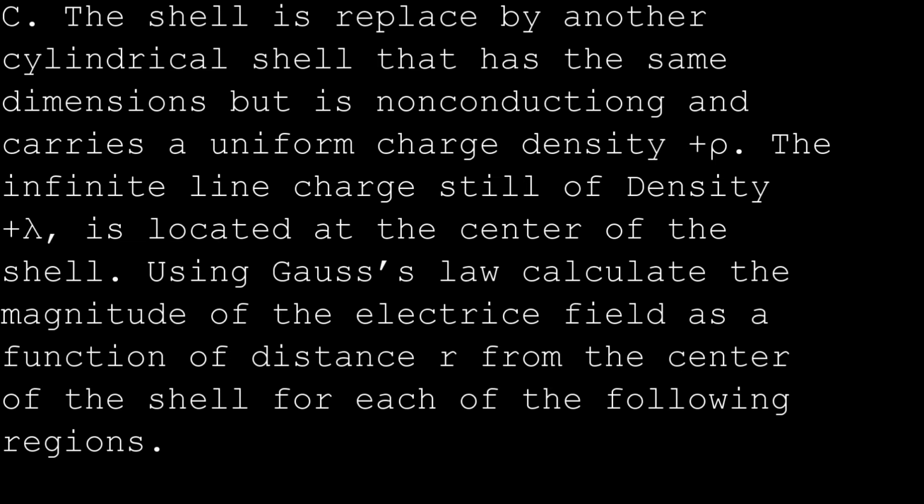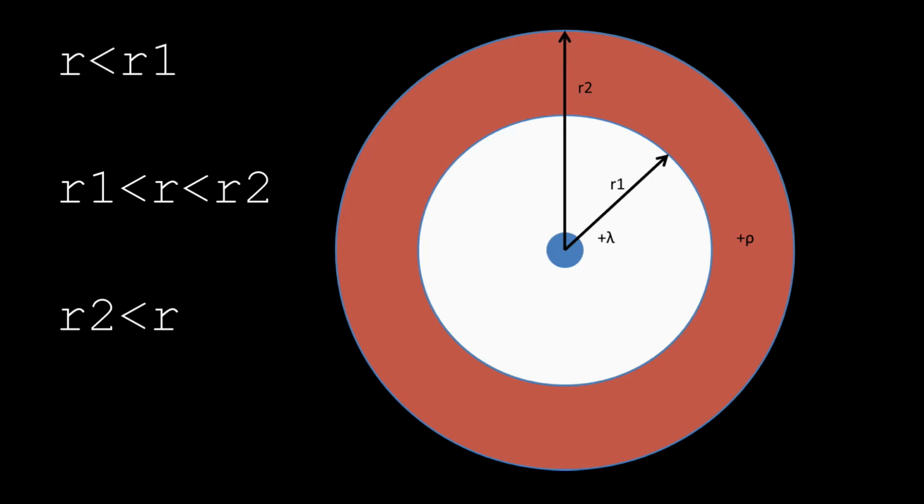unlike off-centered. Using Gauss's law, we need to calculate the magnitude of the electric field as a function of distance r from the center of the shell for each of the following regions: where r is less than R1, where r is greater than R1 but less than R2, and where r is greater than R2.